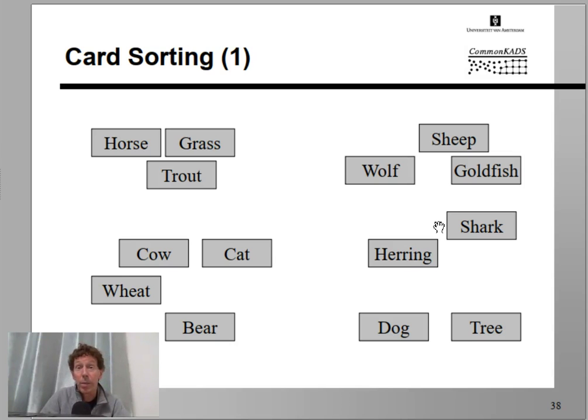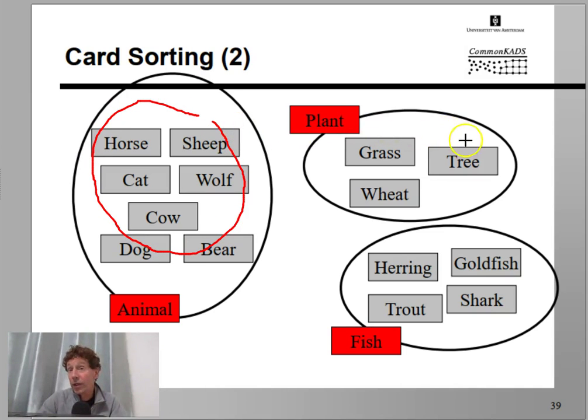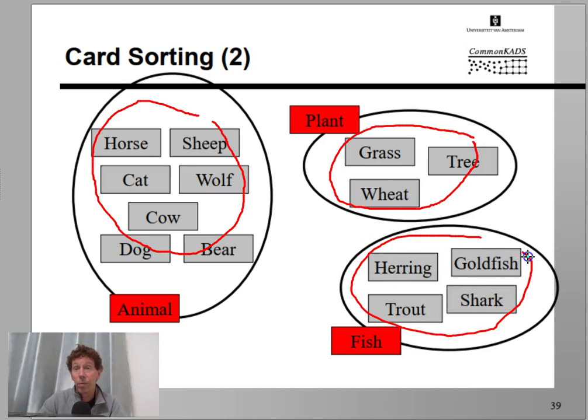Okay. Well, any idea how you would put them together? We're all an expert in this domain. This is everyday common sense knowledge. So here is one way of putting them together, right? So we take horse, sheep, cat, wolf, cow, dog, bear. And why did we put them together? Well, of course, because they're all animals. And we took the grass, the tree, and the wheat together because they're all plants. And we took the herring, the goldfish, the trout, and the shark because they're all fish.